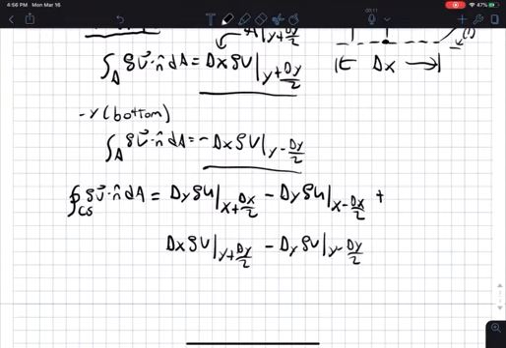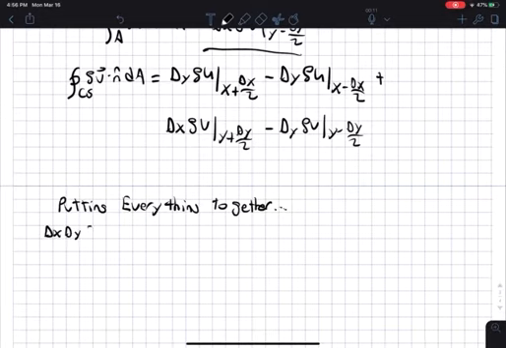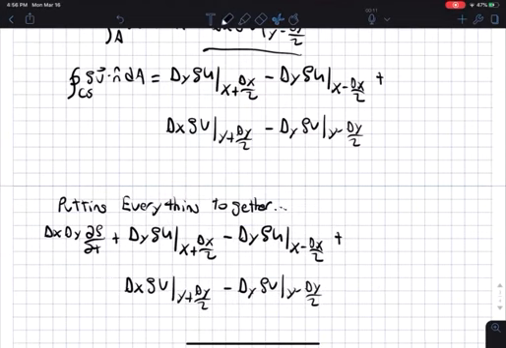Now, it seems that we're at a bit of a standstill. So putting everything together, if we do that, we get delta x delta y times partial rho partial t, which is just the volume integral term, plus this contribution over here, and this whole thing is equal to 0. I'll label that as star. So as of right now, it looks like we can't do much more with this.